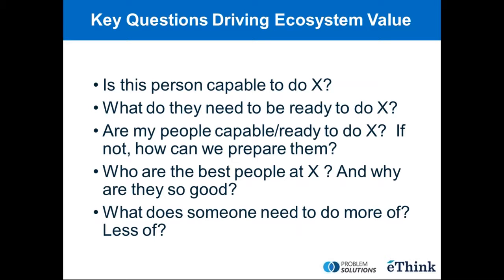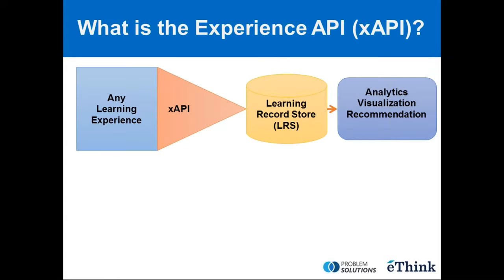And then what do we need to do more of, or what does someone need to do more of, or less of? These things are absolutely important business driver questions that can be used to build out your business case for your learning ecosystem. So what is this experience API, and why do we need another standard? The good thing about standards is we have so many to choose from. Unfortunately, there's not a great data interoperability standard for all of those systems that I showed you on the learning ecosystem mosaic.